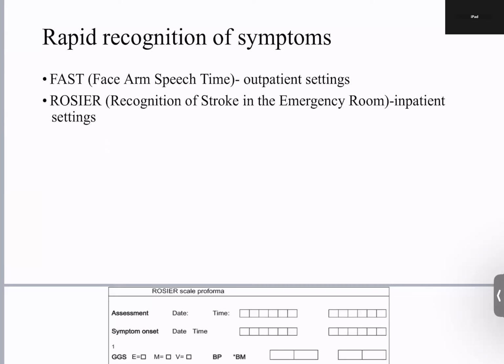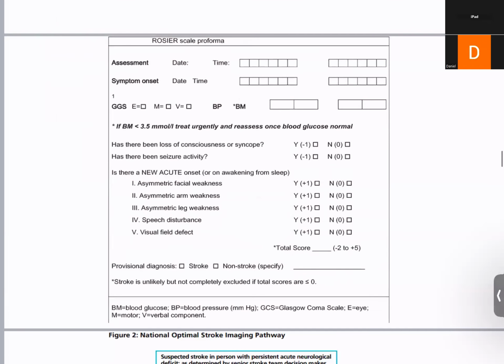B for balance problem, E for eye changes, and FAST. So a sudden onset of balance problem, sudden onset of ataxia, sudden onset of giddiness is also stroke. Sudden onset of any eye changes like diplopia is also stroke. So it is not FAST, it is BE FAST: balance, eye, face, arm, speech, and time.